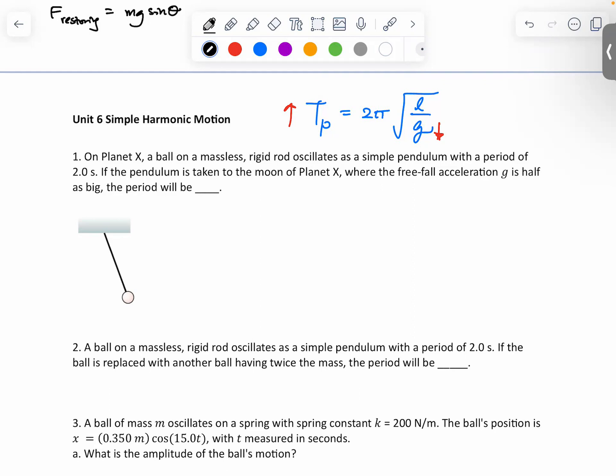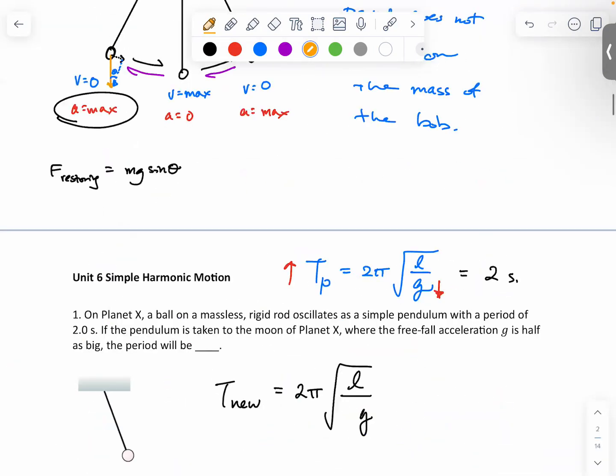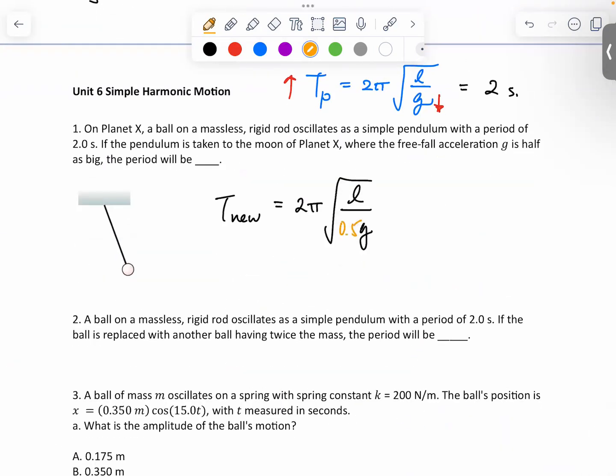Okay, now, let's just say this is the old period, which is 2 seconds, right? Let's go ahead and calculate the T new. T new is 2 pi times the square root of L over 1/2 g, right? So let me put down 0.5 g right here, okay? All right, now, how do we handle this conceptual question when we don't have any of those numbers?